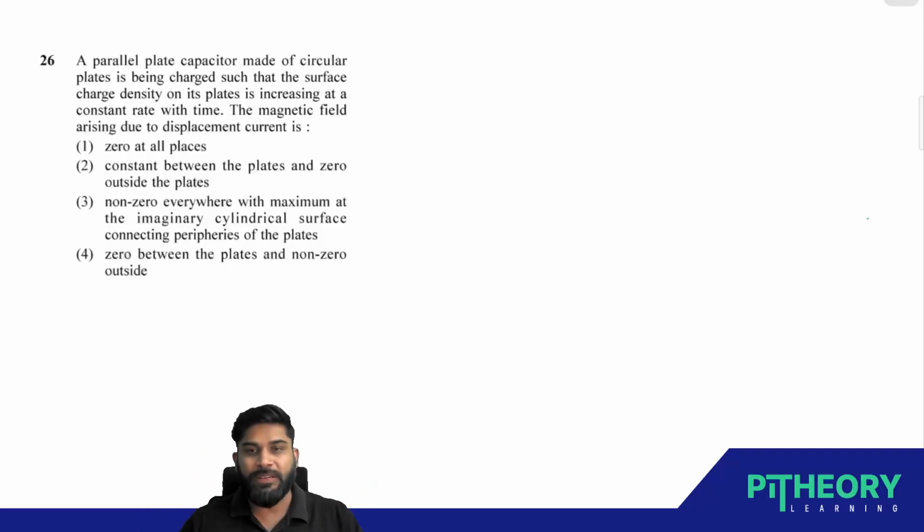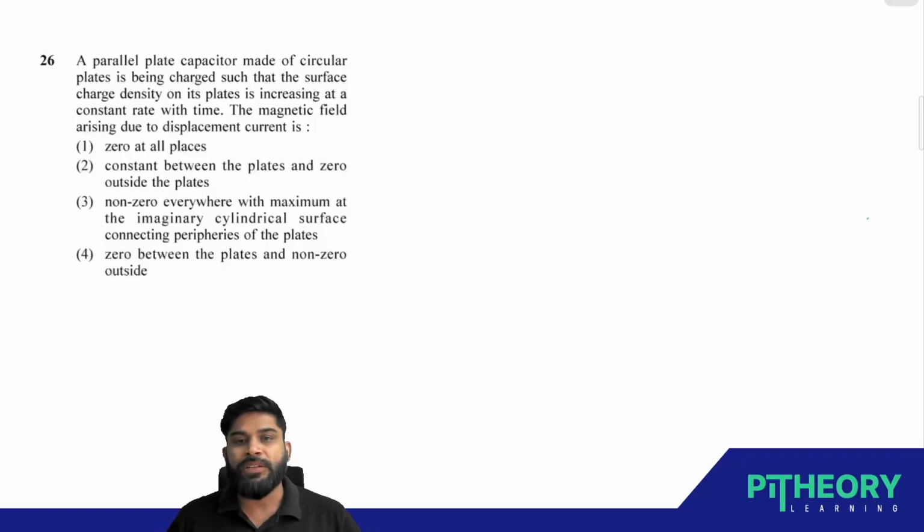Let's see what question number 26 is. A parallel plate capacitor made of circular plates is being charged such that the surface charge density on its plates is increasing at a constant rate with time. The magnetic field arising due to displacement current is what? Options are given: zero at all places; constant between the plates and zero outside the plates; non-zero everywhere with maxima on the imaginary cylindrical surface connecting the peripheries of the plates, and zero between the plates. Which one of these will be it?